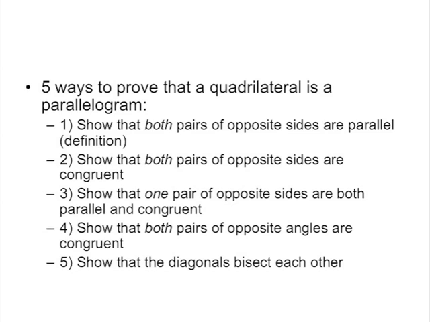Both sets of opposite sides congruent. One set of opposite sides parallel and congruent. Both sets of opposite angles congruent. Both diagonals bisecting. Okay? Those are the 5 ways that we can say that our four-sided figure is a parallelogram. In your homework, you will be doing some proofs, and you'll be trying to prove you have parallelograms. So one of those 5 things has to be your goal.